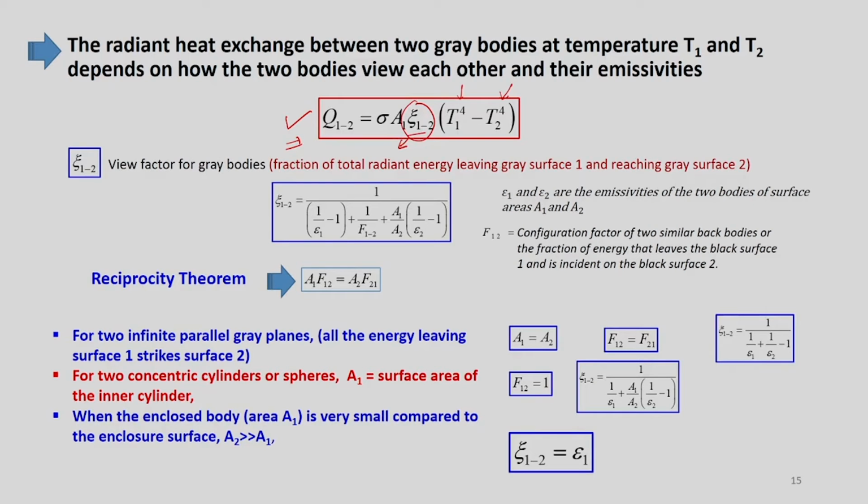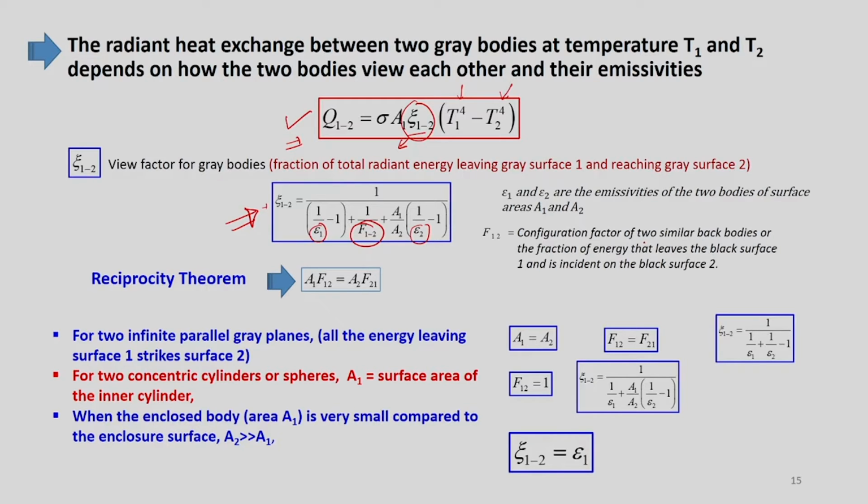for grey bodies can be calculated by using this expression. So, what does it mean? The fraction of total radiant energy leaving grey surface 1 and reaching grey surface 2. Okay. So, that takes care of this view factor. Okay. So, this 1 by eta 1 is the emissivity for surface 1, and this is the emissivity for surface 2, the area 1 and area 2 for the surfaces 1 and 2, and this F12 is the configuration factor.